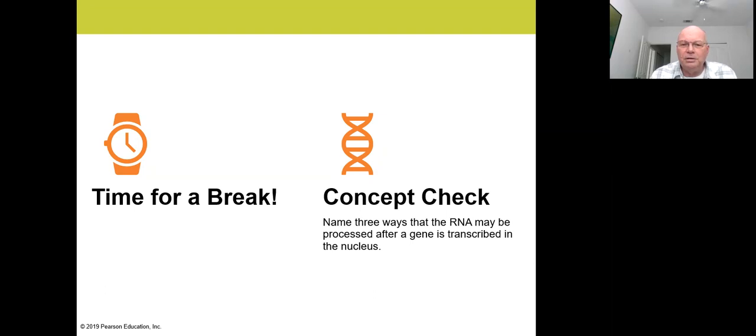Okay, let's take a look at the concept question. Name 3 ways in which the RNA may be processed after a gene is transcribed in the nucleus. So the first way would be cutting out introns.